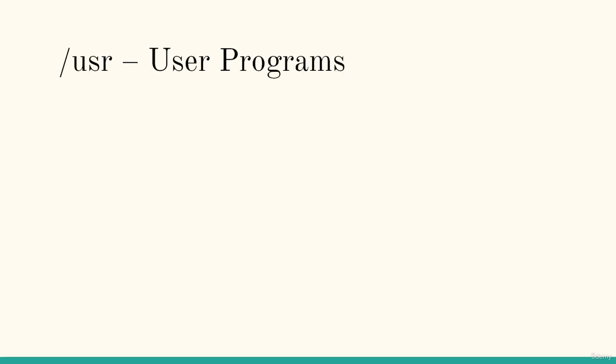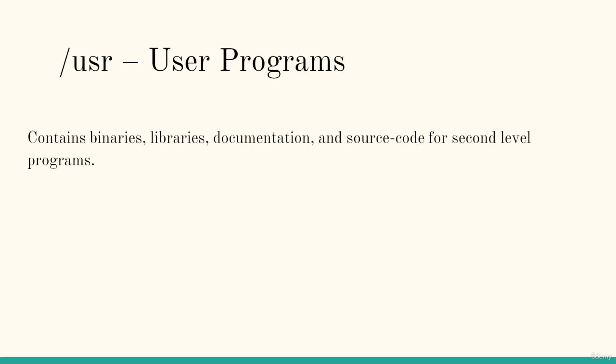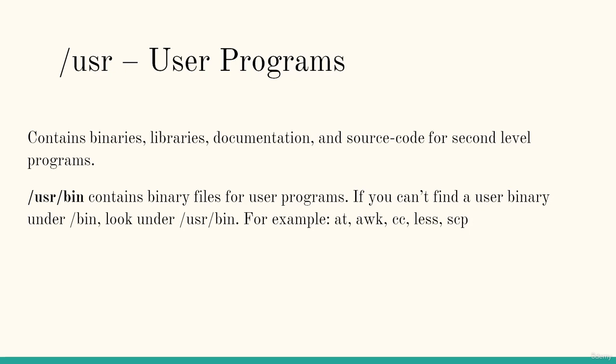The /usr, or user programs, contains binaries, libraries, documentation, and source code for second-level programs. For example, /usr/bin contains binary files for user programs. If you cannot find a user binary under /bin, look under /usr/bin. For example, the commands awk, cc, ls, scp, all of that will most likely be located under this directory.